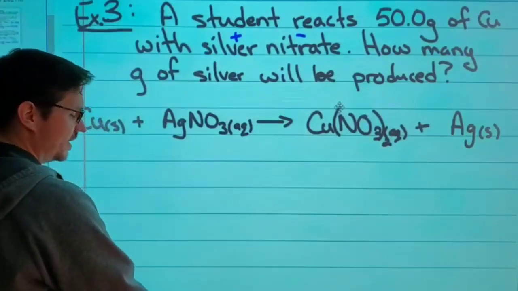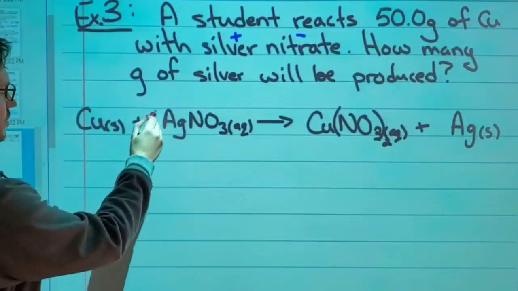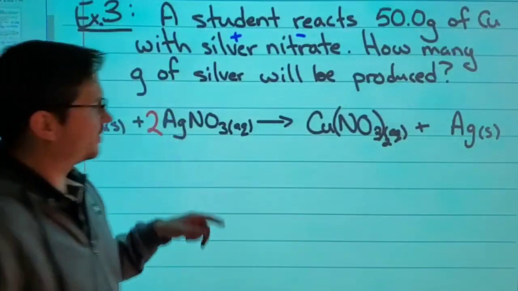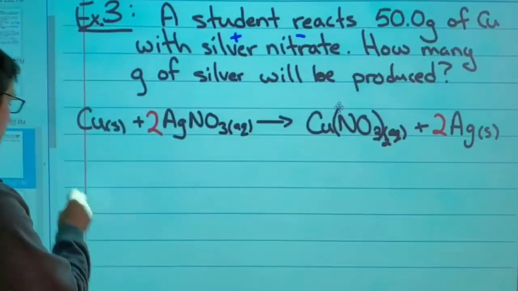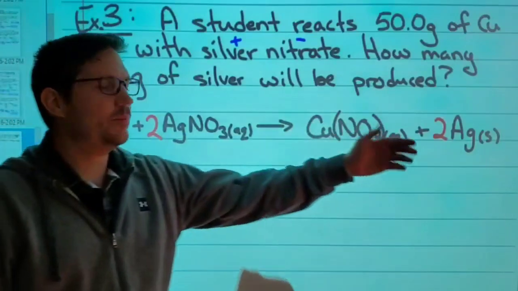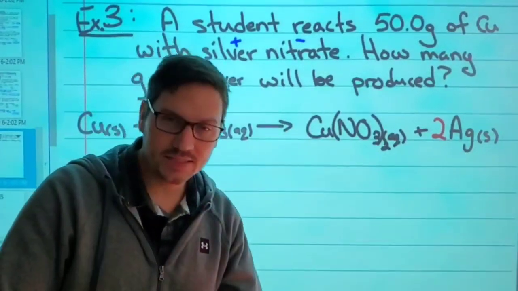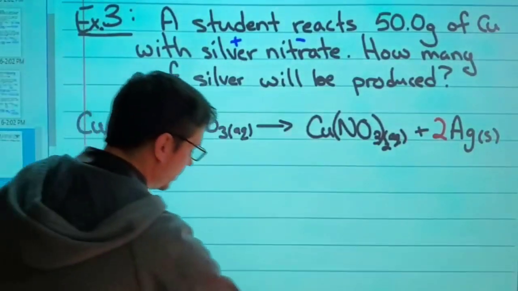Now I can balance this. So I got 2 nitrates, I need 2 nitrates. 2 silvers, I need 2 silvers. Good. Okay, so we got a balanced chemical reaction. Next step, put all the pieces of information together and get our molar ratio.